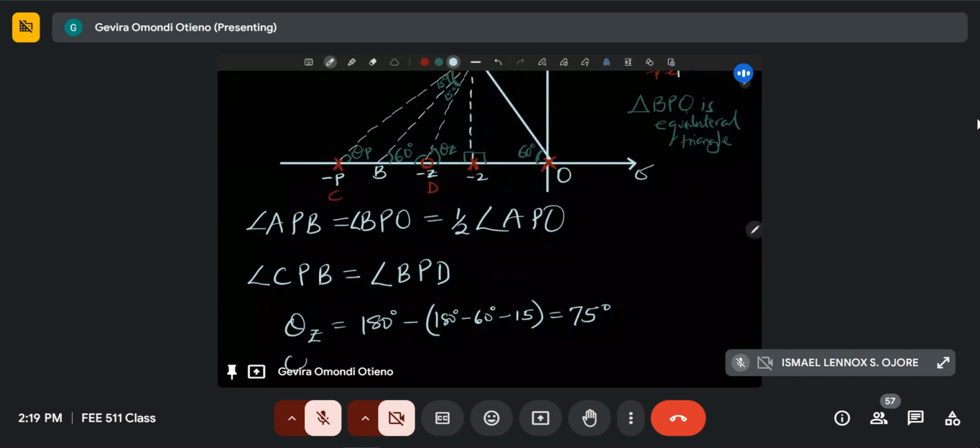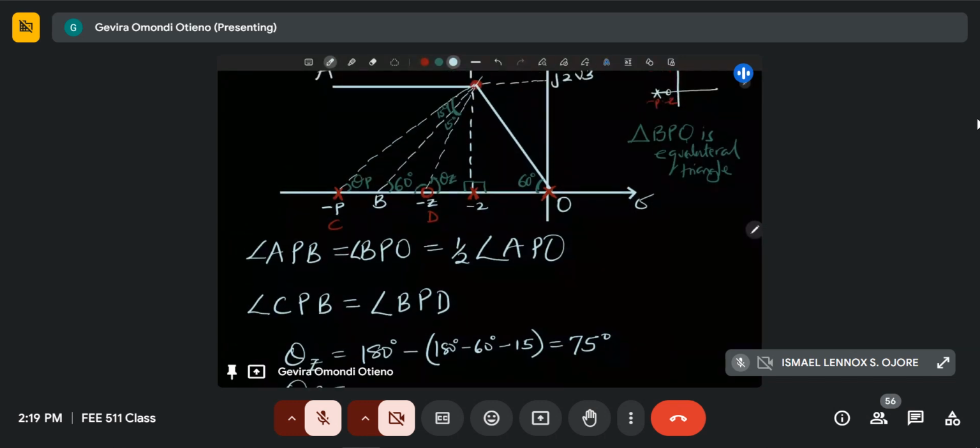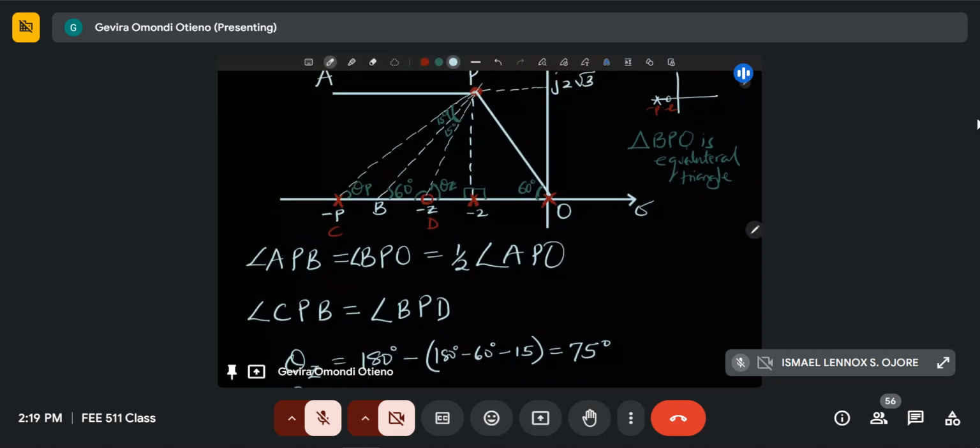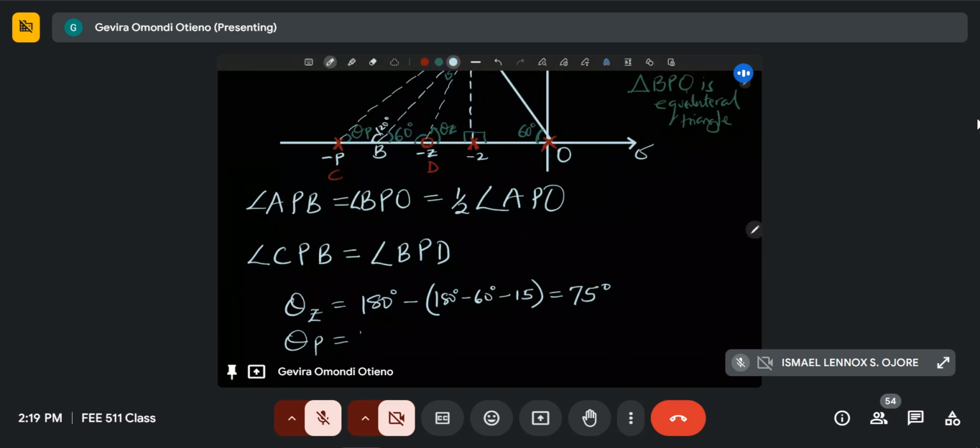And for the pole, we do exactly the same thing. The pole, we are looking for theta P. So we know that up here we have 15 degrees. Down here, because this is 60, this clearly is 120. This angle here should be 120, because this is 60. So this is 15. So we are going to have 180 degrees minus 120 degrees, or 120 plus 15, sorry. And then I find my 45 degrees.